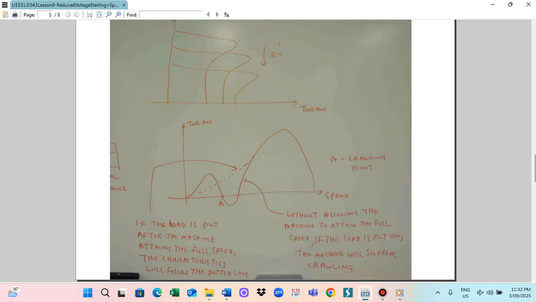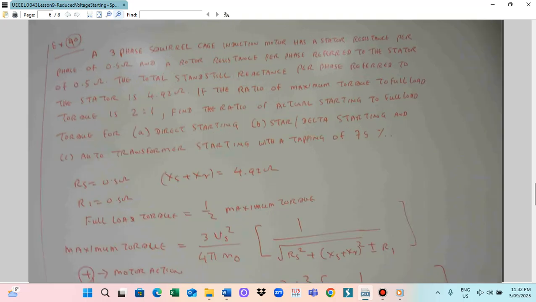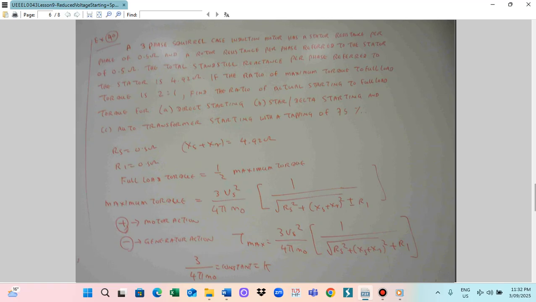Then I solve one problem for motor starting. A three-phase induction motor has a stator resistance per phase of 0.5 ohm, and the rotor resistance referred to the stator is 0.5 ohm. The total standstill reactance per phase referred to the stator is 4.92 ohm. So R1 and R2' are already given. The stator resistance Rs is 0.5 ohm, and the total standstill reactance referred to the stator is 4.92 ohm. So this is Xs plus X2' equal to 4.92 ohm.